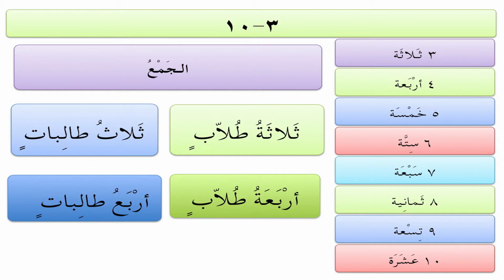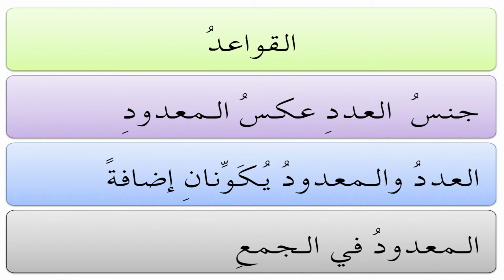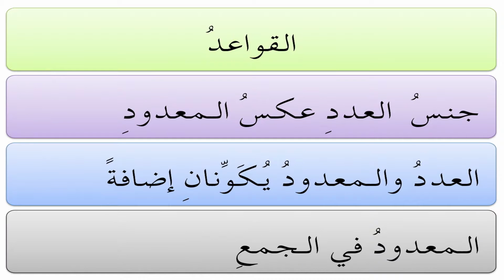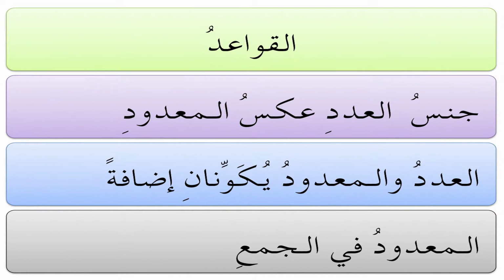We said there are 3. From numbers going from 1 to 10, right? جنس العدد عكس المعدود. So we said there's an opposite gender, right? Between the number and between the countable noun. So this is from 3 to 10. العدد والمعدود يكونان إضافة. So the number and the countable noun make up an إضافة. المعدود في الجمع. The countable noun is in the plural.